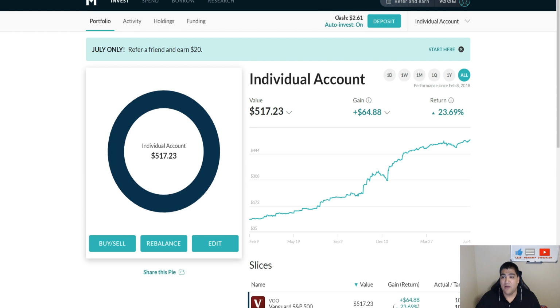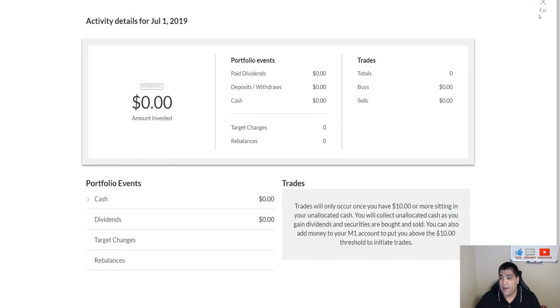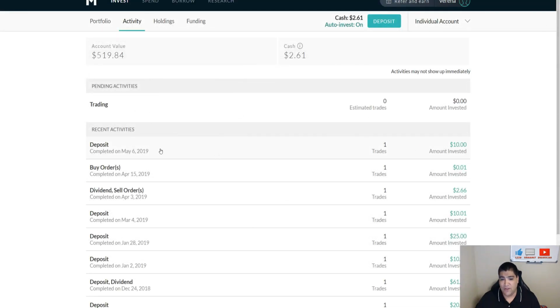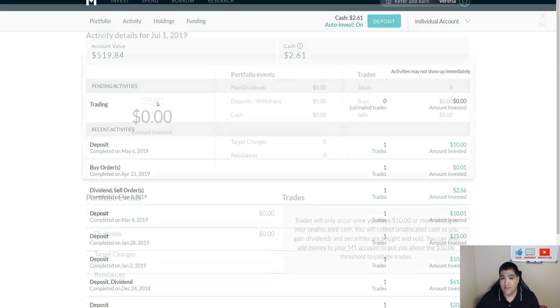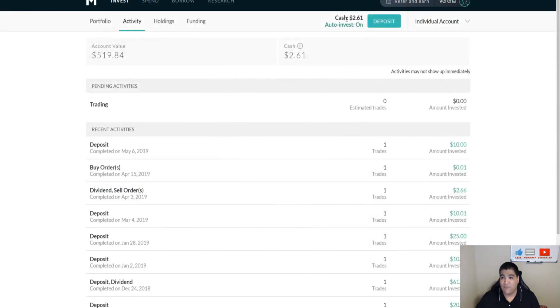Here up at the top, we have $2.61 sitting in cash. Now this is from dividends. I recently received a dividend. It doesn't show up in my activity tab at all. I know M1 Finance, we can see here cash $2.61, but there's really no way of knowing what paid that out without going into the holding company. Here, if I select trading, it will not show me where this cash came from. I just have $2.61 sitting in there.